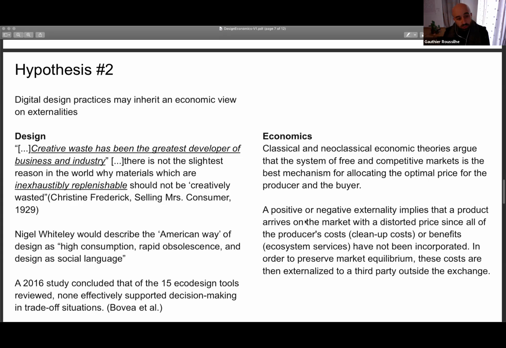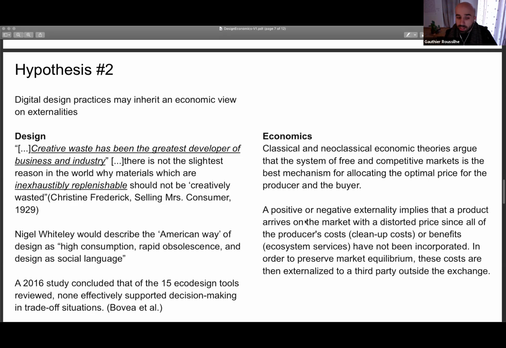And also looking, more recently, at the American way of design that was described by Nigel Whiteley as high consumption and rapid obsolescence, and design as social language. You pointed out also the question of waste in design. And finally, I was looking more at the way externalities were treated in non-digital design practices, because we've been doing that for a while.